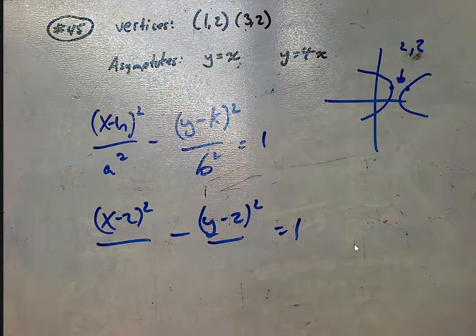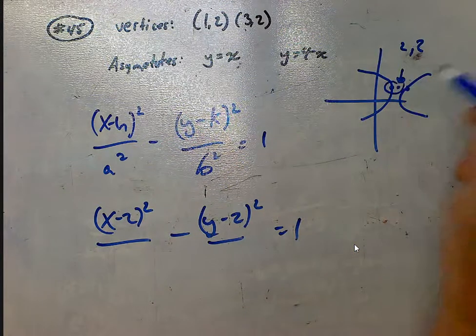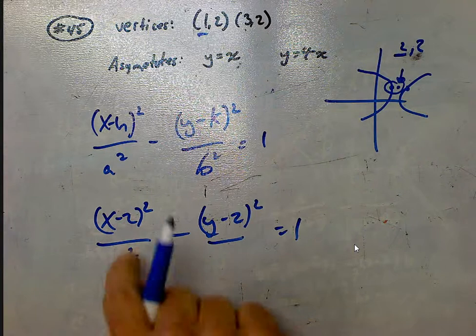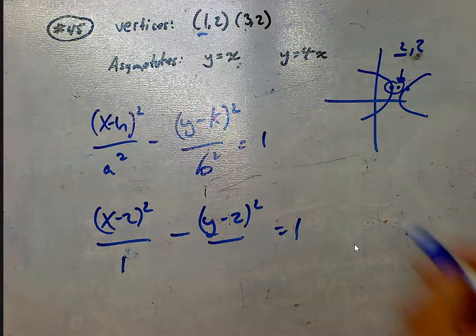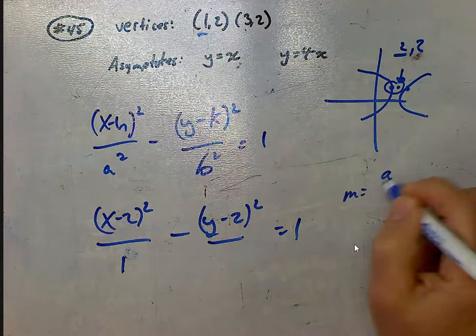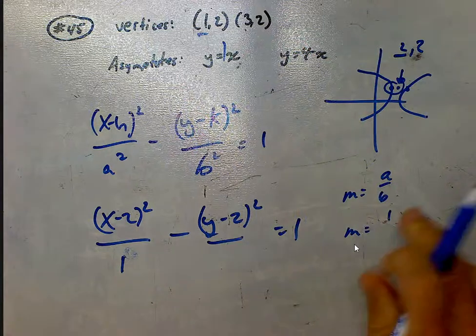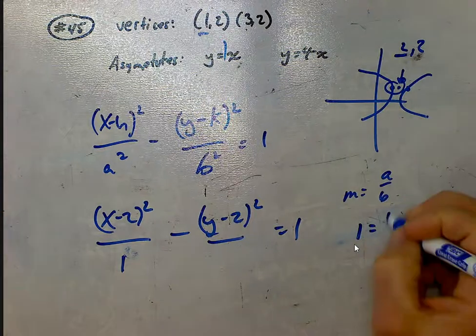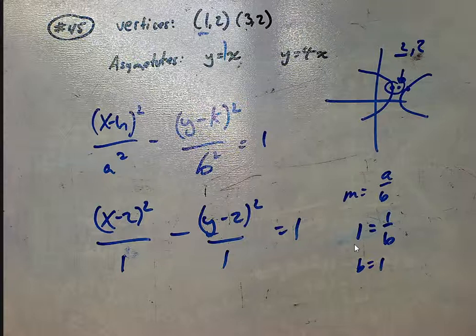To find the a, it is the distance between the center and there, so the distance between 2 and 1, so a is 1. 1 squared, which is just going to be 1, as you know. To find b, I know I have the formula m equals a over b. Sorry. The slope is 1. A is also 1, so 1 over b, so it turns out b is 1. So 1 goes there. 1 squared is just 1. So there's your answer on number 45.